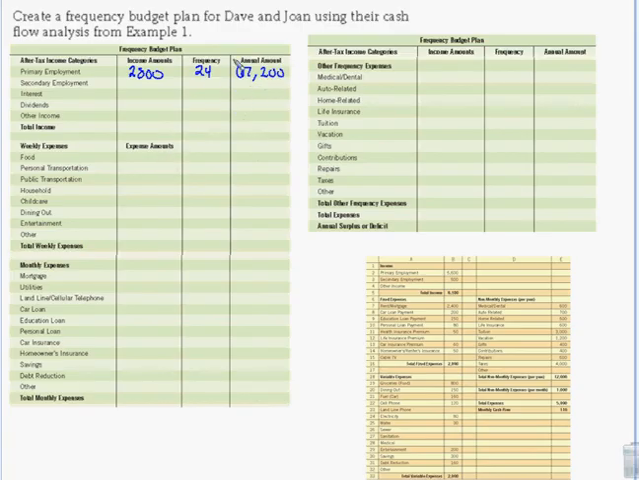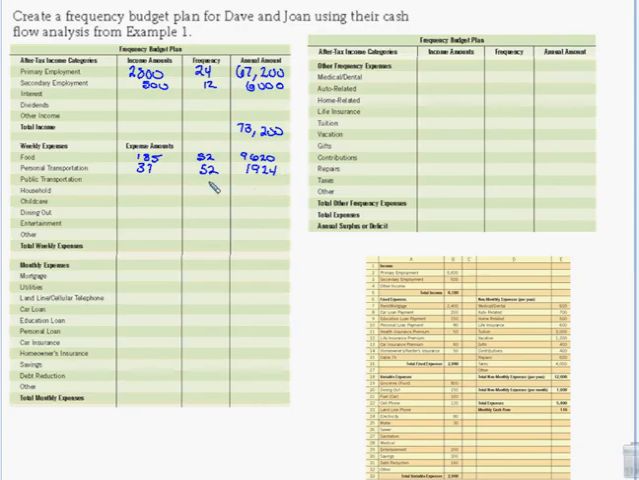Their secondary employment was $500 monthly for a total of $6,000, making their total income $73,200 for the year. Their food is $185 a week, 52 weeks a year, $9,620 a year. Personal transportation, $37 a week, so that's probably gas, for a total of $1,924 per year.